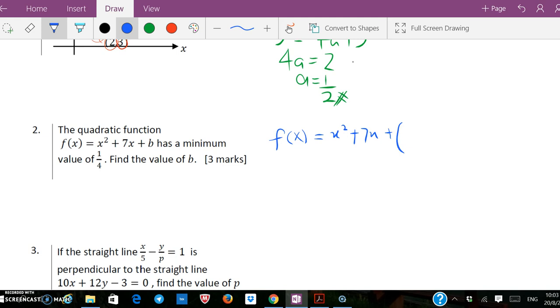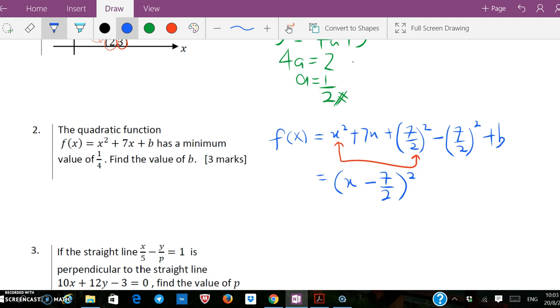x squared minus 7x plus (7 over 2) squared minus (7 over 2) squared plus b. All we have to do is choose the perfect square and form (x minus 7 over 2) squared minus 49 over 4 plus b.